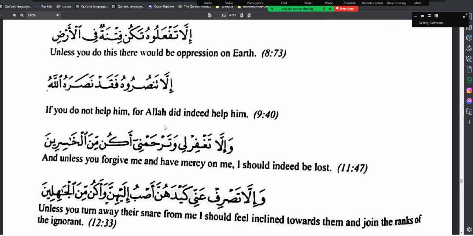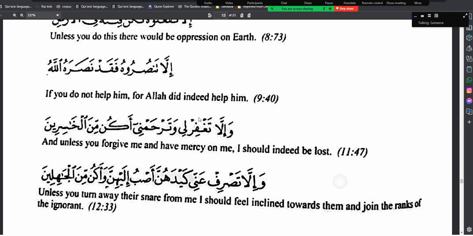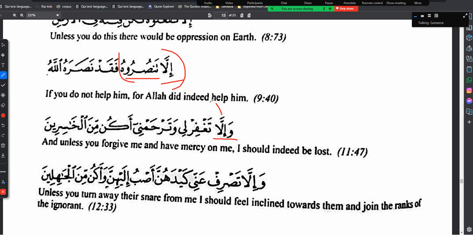If you do not help him, for Allah did indeed help him. So here illa, this is the conditional article. It makes the mudare after it majzoom. And illa tansuruhu is the shart, and faqad nasarahullah is the jawabu shart. وإلا تغفر لي وترحمني أكن من الخاسرين. إلا تغفر لي. So what is it making? Mudare majzoom. So this is a conditional article, and the meaning is unless.